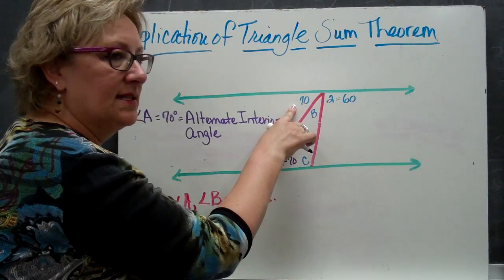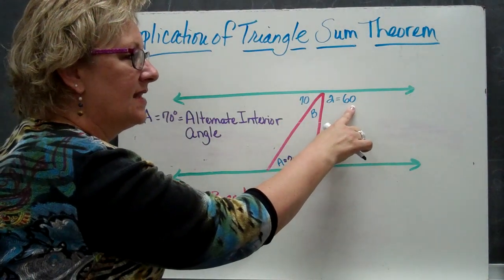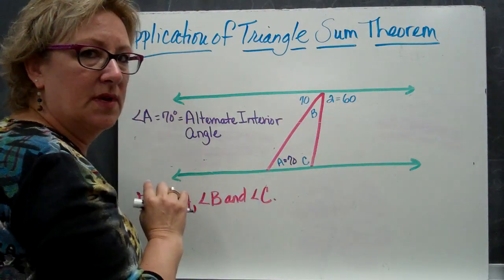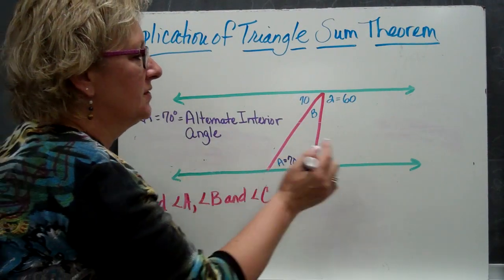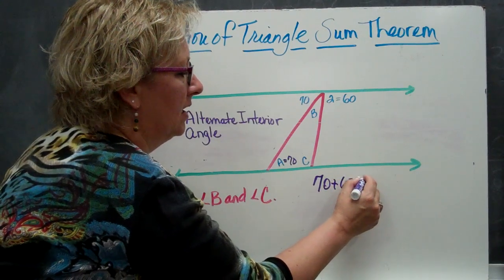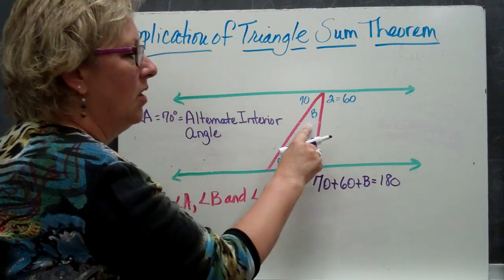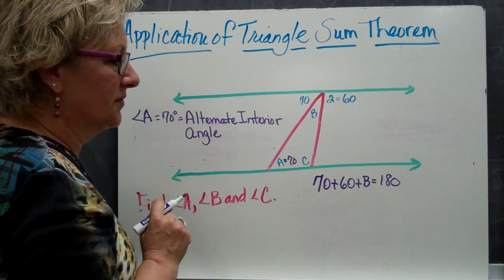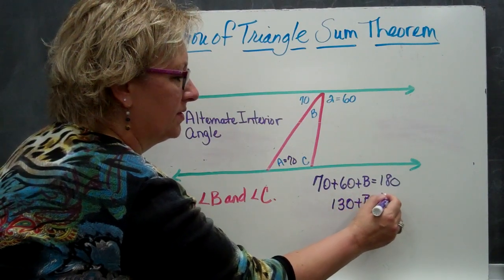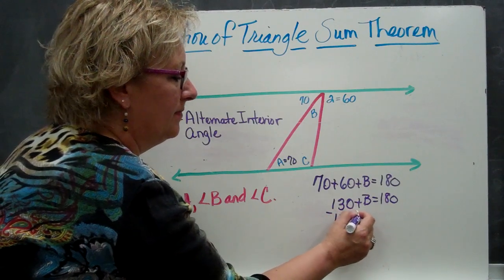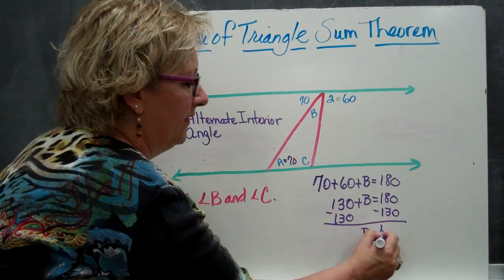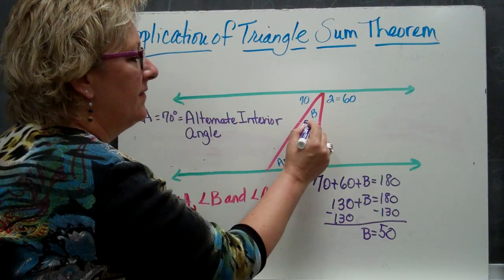So if I know that this angle is 70, this B I don't know, and this angle is 60, I know that when I put these three angles together, they are going to equal a straight line, which is 180 degrees. So I'm going to add 70 plus 60 plus B, and that has got to equal 180 degrees because it forms a straight line when all the angles are lined up. 70 plus 60 is going to give us 130, plus B is equal to 180. When I subtract 130 from both sides, I know that angle B is going to be 50 degrees, okay? So angle B is going to be 50 degrees.